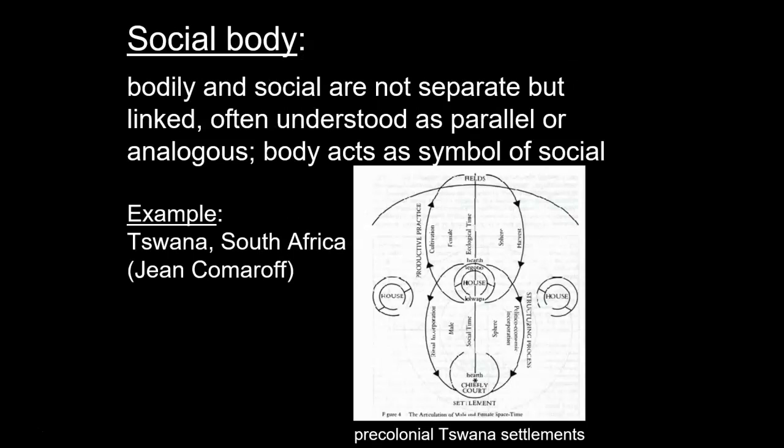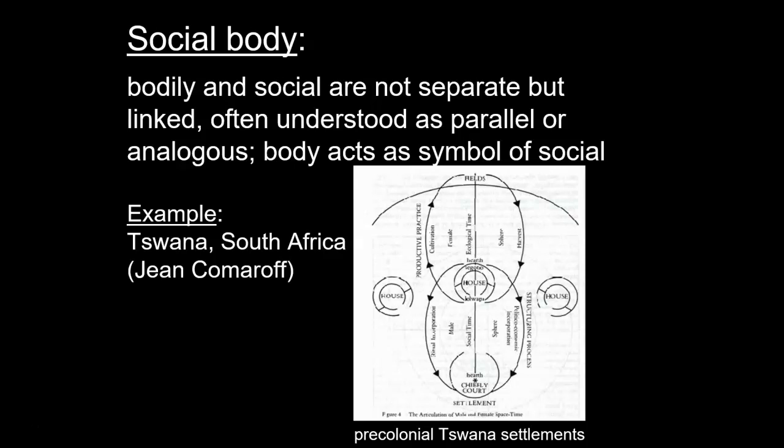So that is the first body, then, the individual body. The second body that Scheper-Hughes and Lock talk about is what they call the social body. And here they are referencing the fact that bodily and social things are not separate, but are linked. And indeed, they are often explicitly understood as parallel or as analogous in various cultural worlds. Okay, so in that way, the body often is used as a sort of symbol or as a model for social processes.